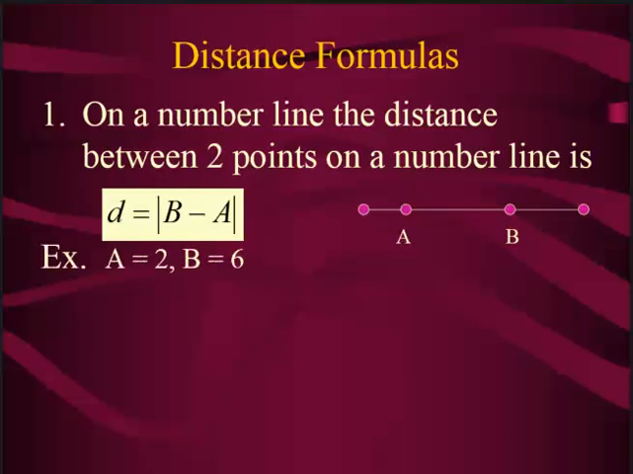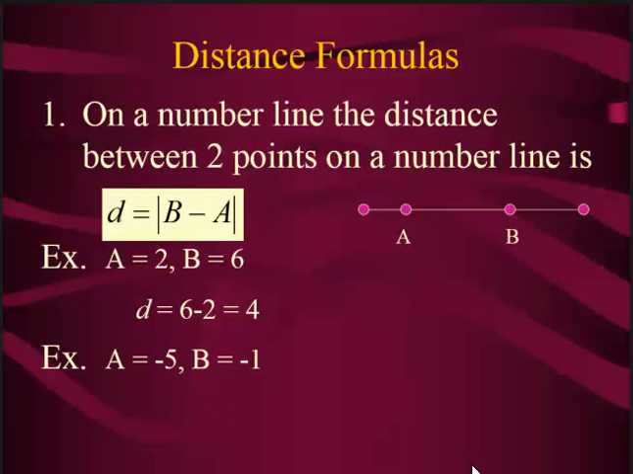For example, if we say that A is at number 2 and B is at number 6 on the number line, then the distance is going to be 6 minus 2, which is 4. Because it's positive, we just leave it.